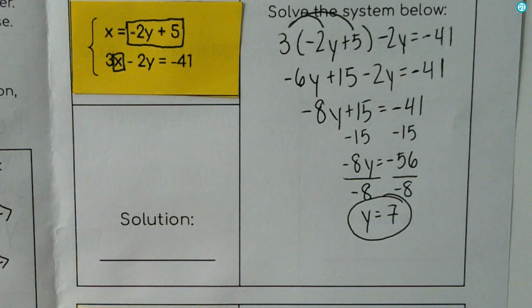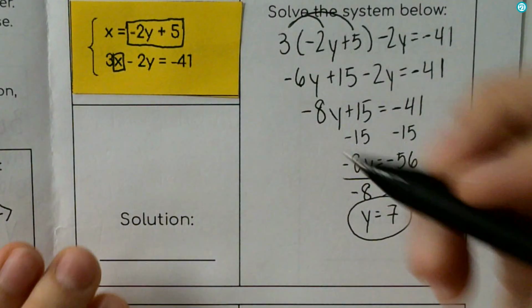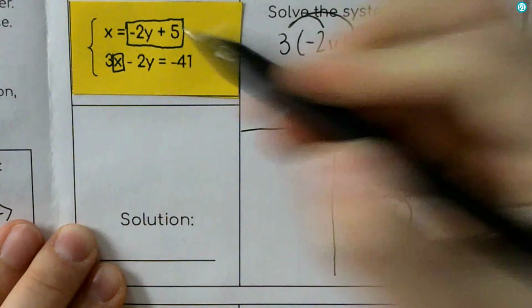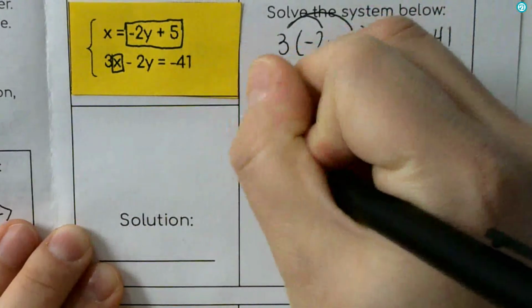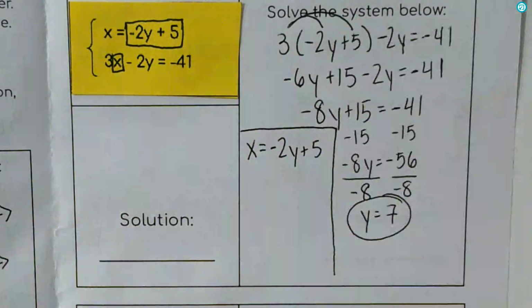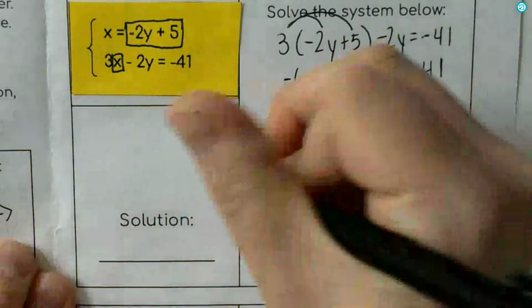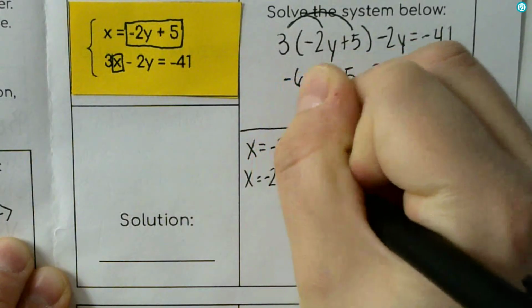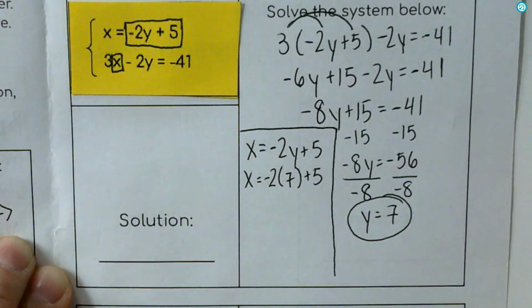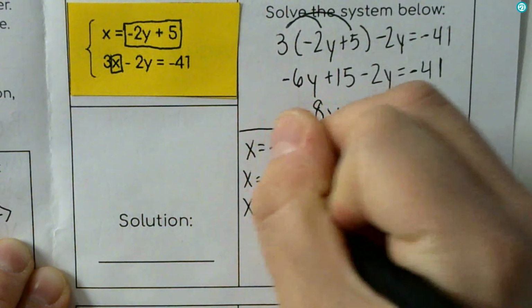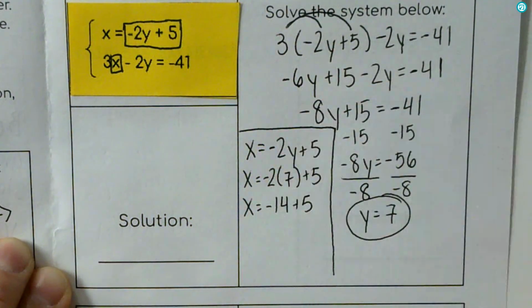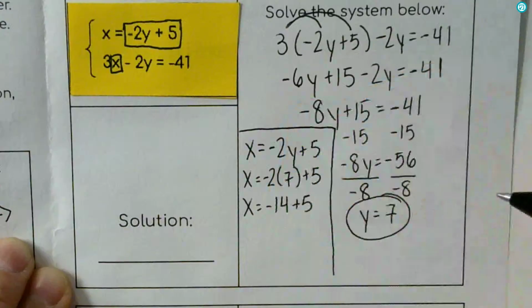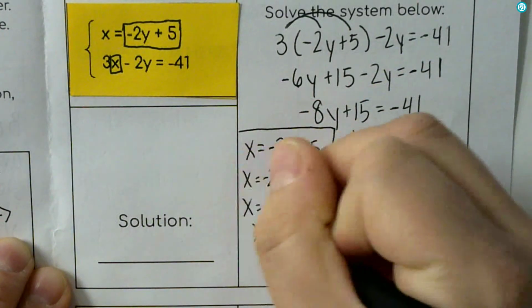Okay, so since we've solved for y, we still need to solve for x. So I'm going to take my other equation, that is x equals negative 2y plus 5. I now know that y equals 7, so I can plug in 7 for y. So it'll be x equals negative 2 times 7 plus 5. Negative 2 times 7 is negative 14 plus 5. And then negative 14 plus 5 is negative 9. So I get x equals negative 9.